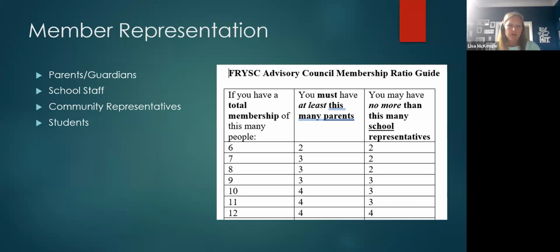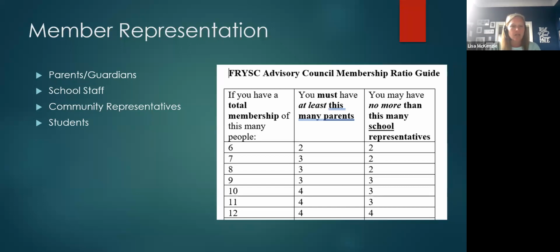You also are required to have community representatives on your council. And then if you are a youth service center or a family resource youth service center, you are required to have at least 2 youth on your council. So these are important requirements to remember when you're looking at your membership representation. And then, as we heard in the video and from our veteran coordinators, diversity is important. You want your council to represent your school population.